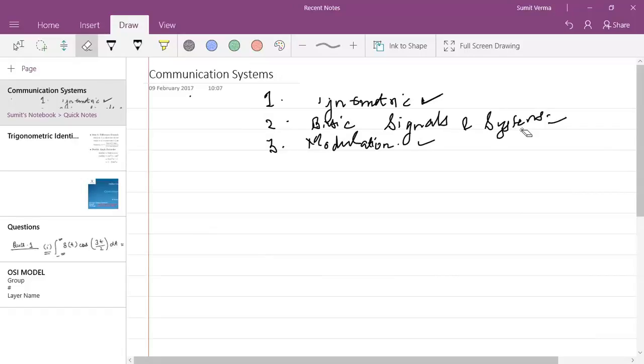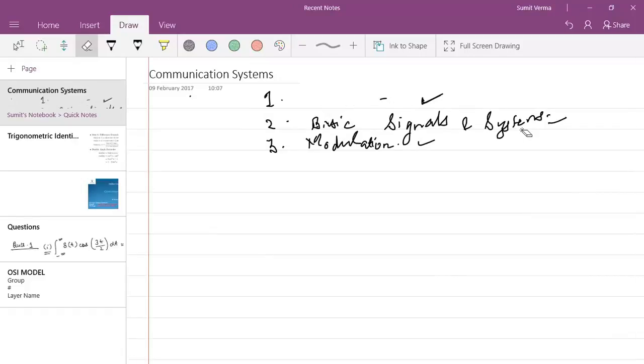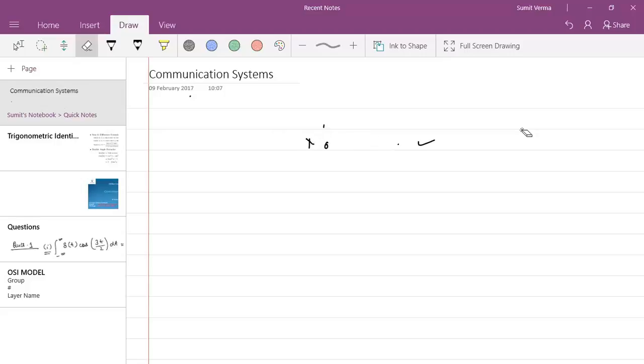Signals and systems, as I told, is a very basic subject for starting communication. I will not tell you the complete detail of anything, but whatever part we will be using in communication systems, that I will go over. We will start with some basic functions that we use in signals and systems. So first of all, let's go through the basic functions or basic signals.